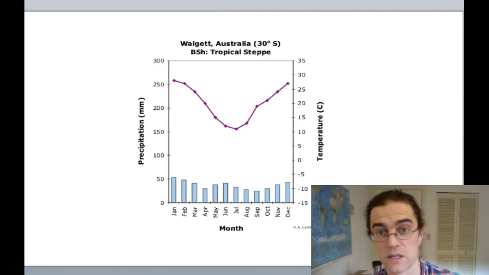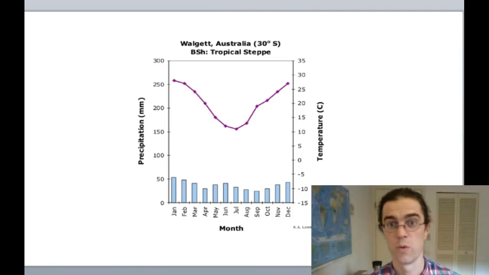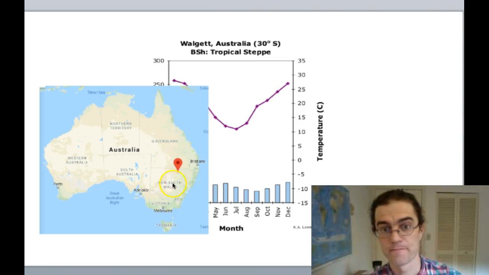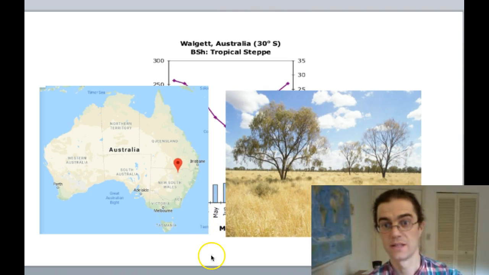This is for Walgett, Australia, in New South Wales, eastern central Australia, the northern part of New South Wales, on the interior slope, interior side. Right? There are coastal mountain ranges here in Australia as well. And this is an example of some of the natural landscapes from there, grasslands, scattered trees.